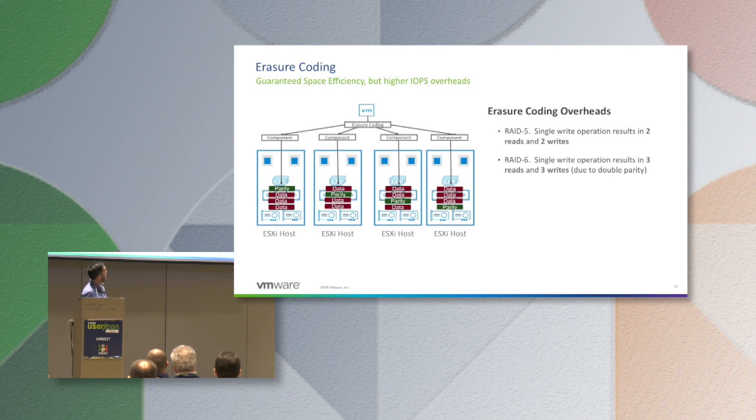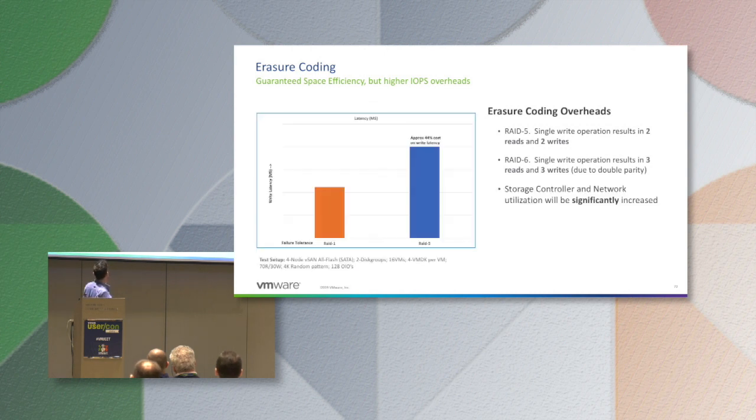A single write operation for RAID 5, or failures to tolerate equals 1, takes 2 reads and 2 writes. RAID 6 takes 3 reads and 3 writes. You're going to see this when you start looking at the write workload. I mean, 44% just taken off with RAID 5.